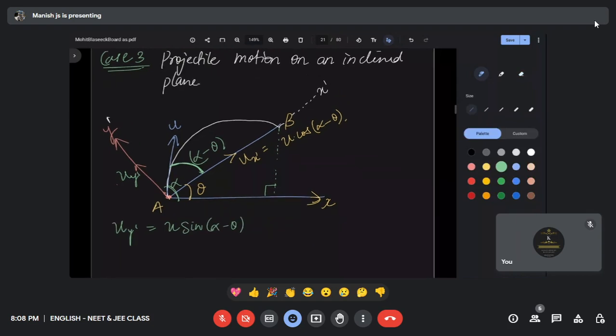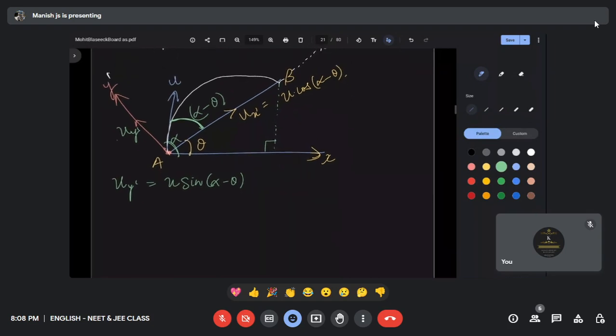Did you understand? So this analogy is very, very important. I do understand it's quite complicated, but this is how you try to understand it based on an inclined plane. Now for this situation, we are going to see each and every parameter, starting from range onwards. So what would be the range of projection? Let's see the range of projection on the inclined plane.